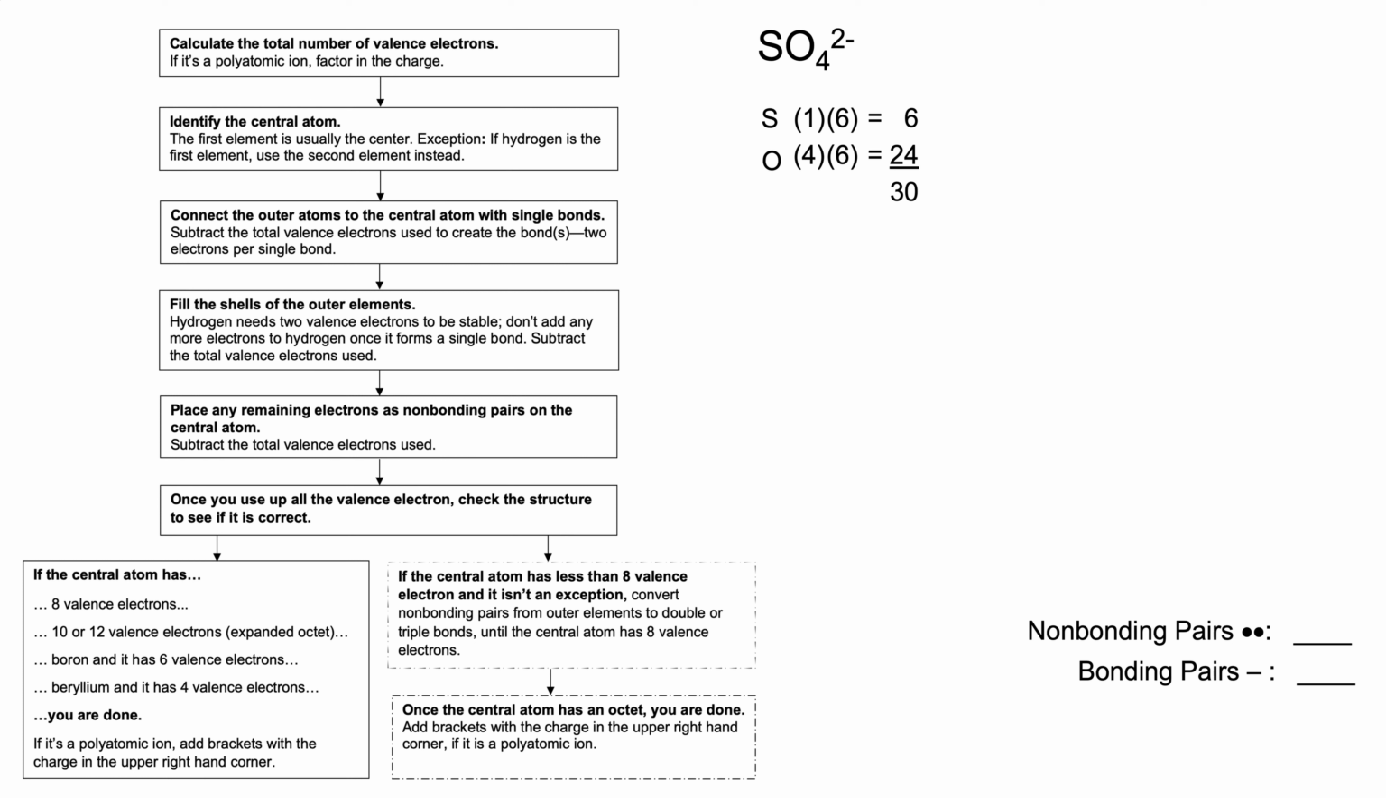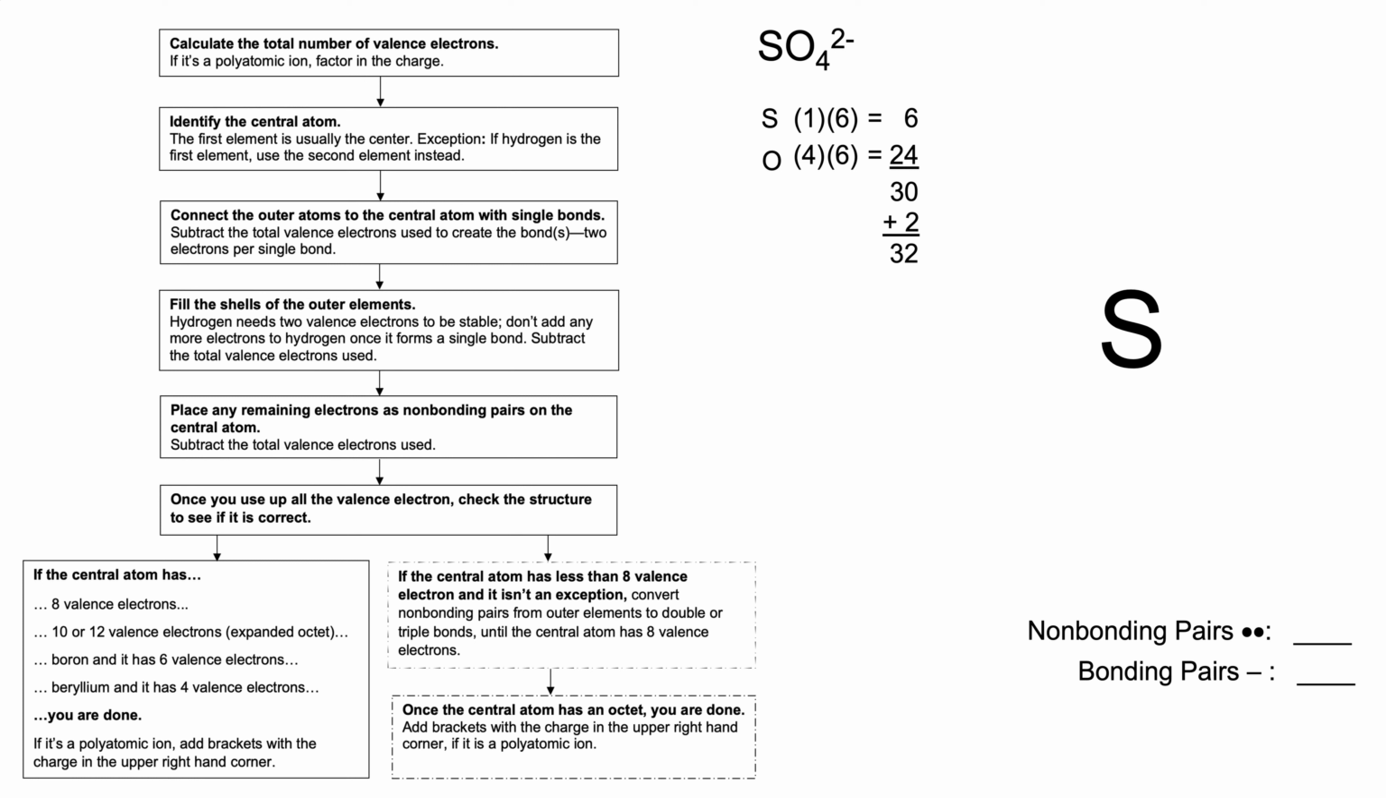What I have to be careful of is I have to factor in the charge for this polyatomic ion. I do the opposite of whatever the charge is, so I'm going to add 2. So my total number of valence electrons for sulfate is going to be 32.